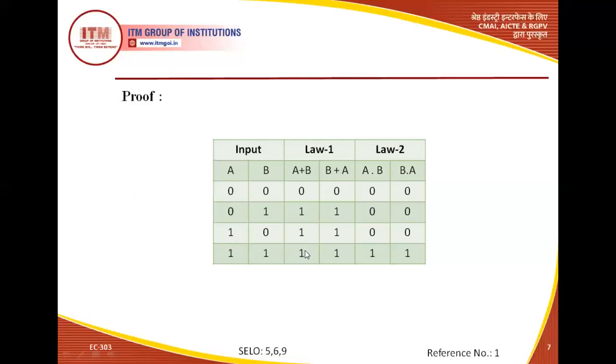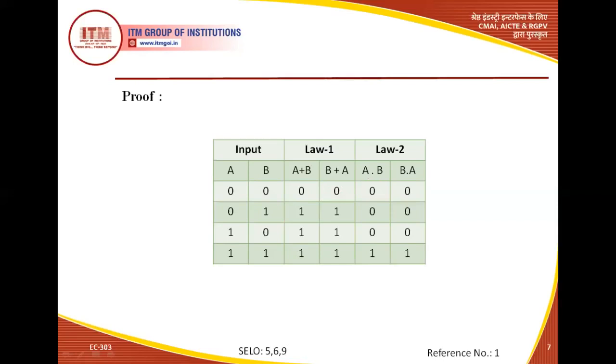1 1 1. Now we perform the operation B or A. That means 0 or 0 is 0, 1 or 0 is 1, 0 or 1 is 1, 1 or 1 is 1. So from the truth table, it is clearly seen that A or B equals B or A. That means both will give the same result.